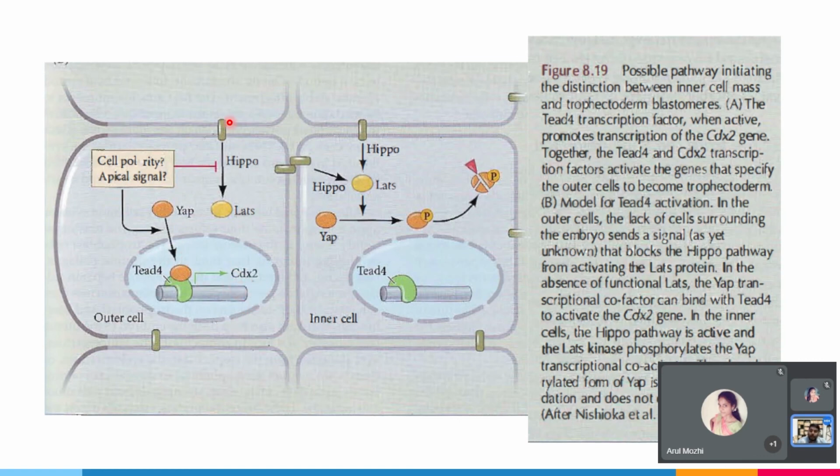And thus, in the external cells such as the left one, no Hippo signaling is there, YAP is not degraded, and CDX2 is produced. And as we have seen, CDX2 identifies the cells which will give rise to trophoblasts. And thus, these cells on the exterior will form trophoblasts, while these ones in the interior will not have any YAP, and TEAD4 will not allow the transcription of CDX2, and these will give rise to the inner cell mass.